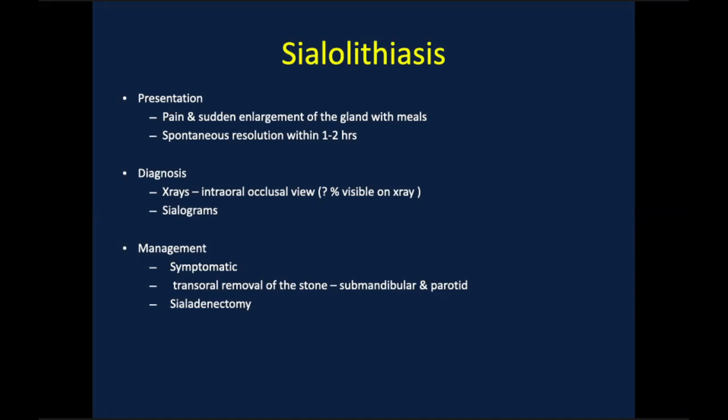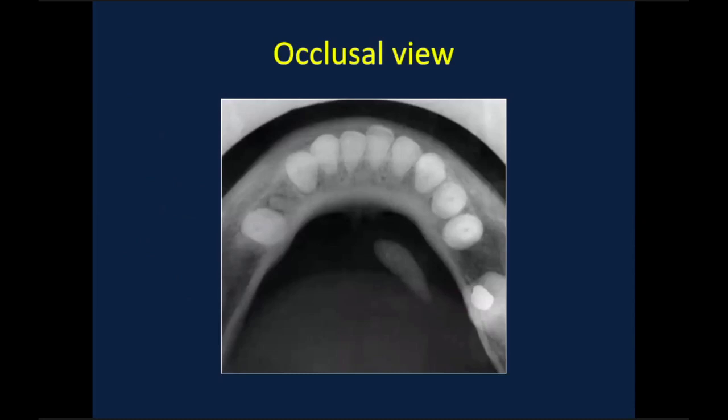So how do you diagnose this? This is a very special type of X-ray. If you just take a normal X-ray of the face, you can't see these stones. This view is called the intraoral occlusal view. So if you suspect a submandibular gland or duct stone, you have to specifically write intraoral occlusal view, right? If not, the radiographer will just take a face X-ray and that won't show anything.